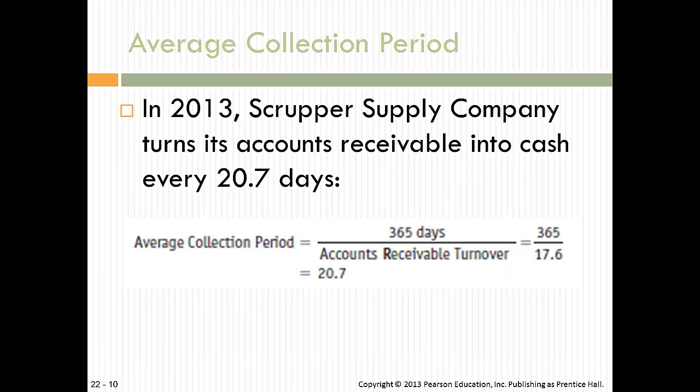The next ratio is called the average collection period. It shows how quickly a company collects payment from its customers. The formula is 365 days divided by the accounts receivable turnover, which we calculated in the previous slide. In this example of Scrupper, we arrive at 20.7.